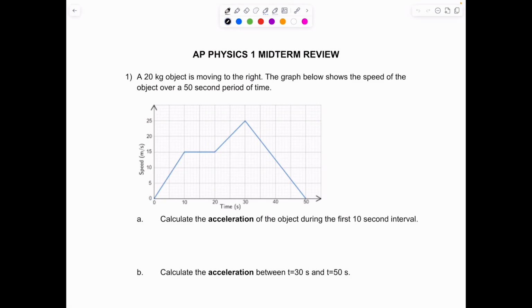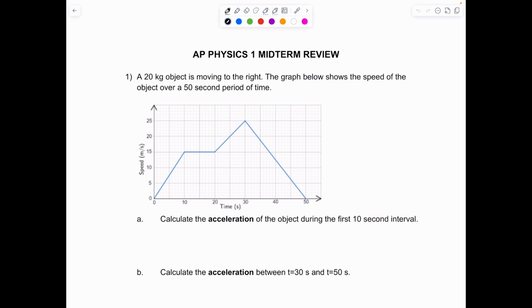We're going to go through the AP Physics 1 midterm review sheet. So we start with problem number 1. We read through and it says a 20 kilogram object is moving to the right. The graph below shows the speed of the object over a 50-second period of time.